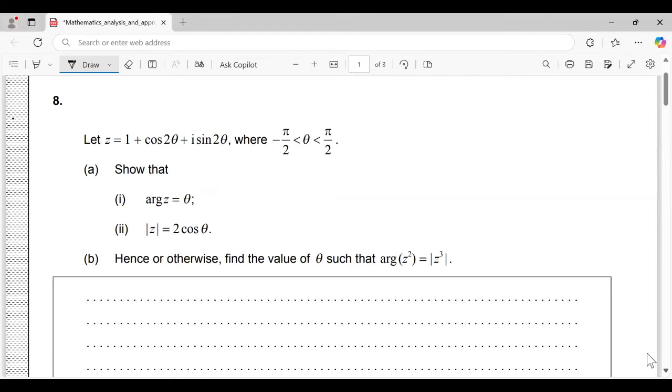Next, let z equals 1 plus cos θ plus i sin θ, where θ is in the interval from minus π/2 to positive π/2. Show that the argument of z equals θ.